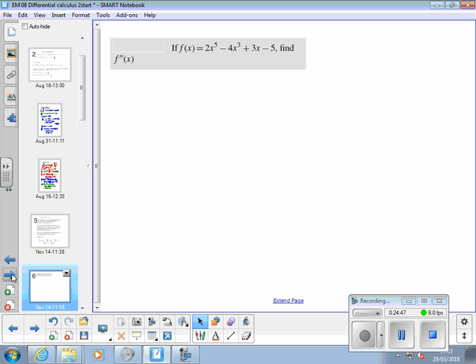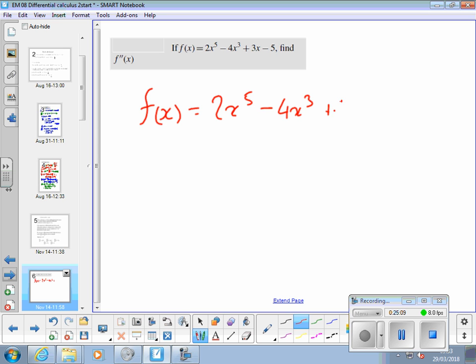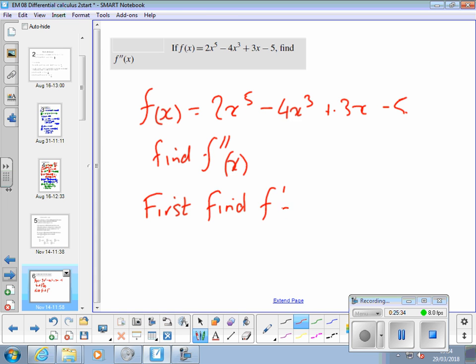Okay? So if f of x is equal to 2x minus... f double dash of the function with respect to x. How do we do that?